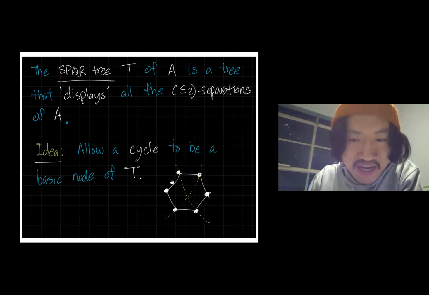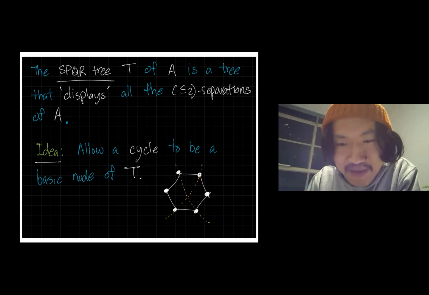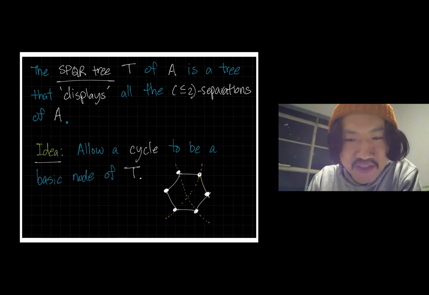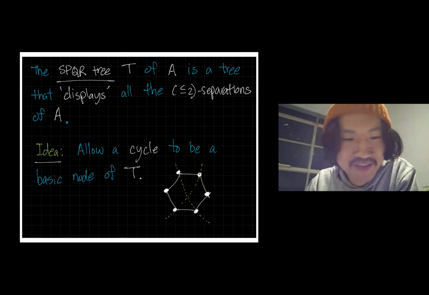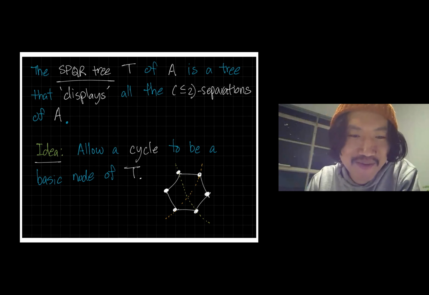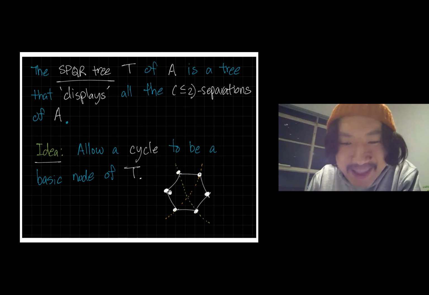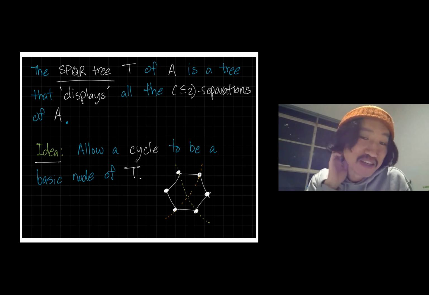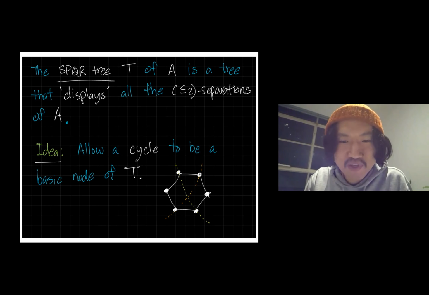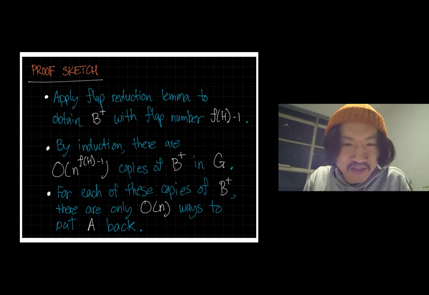The key idea behind it is, if your graph is a cycle, you've got a lot of two separations that cross. Here is a six cycle, and here is a two separation of the six cycle. Here is another two separation of your six cycle, and these separations cross. So you cannot really display them in a tree because trees display non-crossing separations. So the fix is to allow a node of the tree to be a cycle. The SPQR tree of a cycle is just a single node where you remember that it comes from a cycle. It turns out that if you do this, you get a nice tree structure, and we use this tree structure to do this last step.